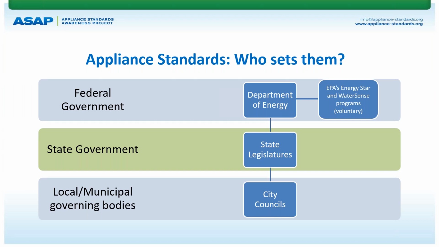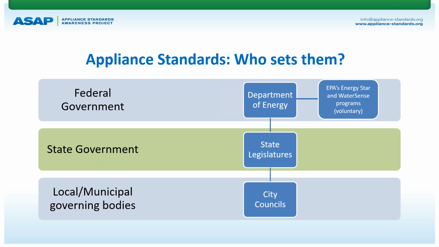Appliances use energy and water. We want them to use less energy and water. The US federal government sets some standards on products like air conditioners and dishwashers, and no state can set a more aggressive standard than the feds. We say that these appliances are preempted and states can't touch them.